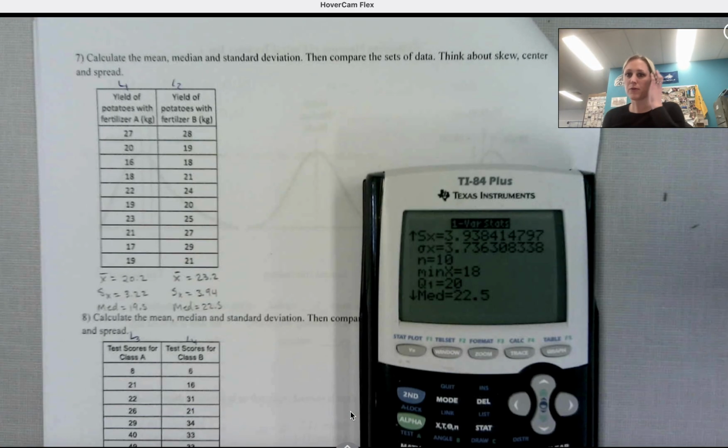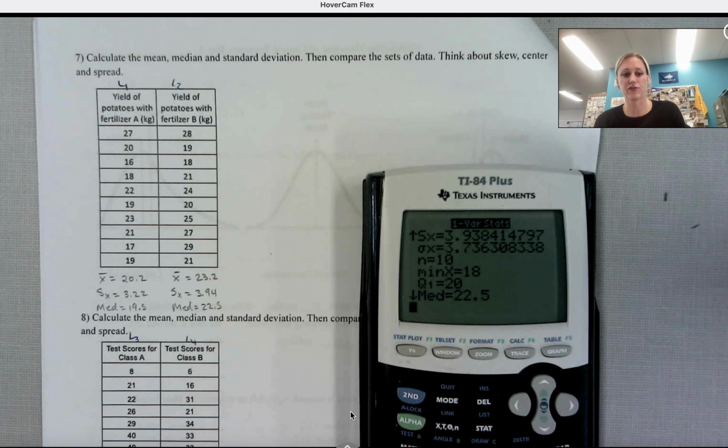Okay, so now we're asked to compare the data. So things that we want to talk about is we want to talk about the skew, the spread, and how they compare to each other. Okay, so we're going to compare their centers, their spread, and their skew.